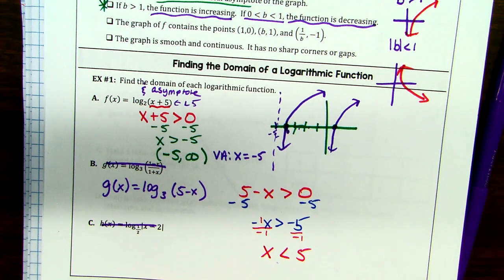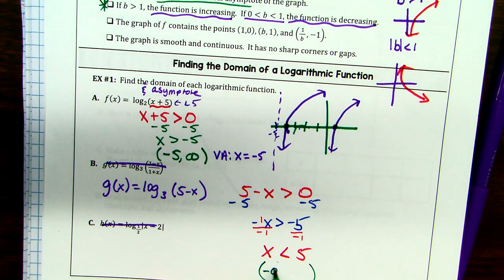All right, so we would write this in interval notation. So remember, if we're pointing towards negative infinity, we have to start with that.